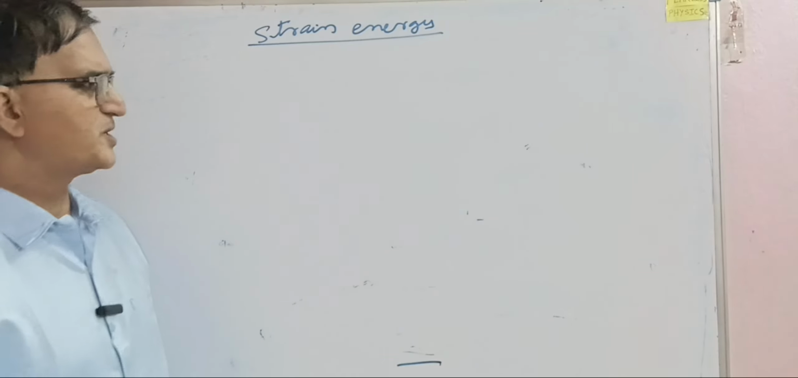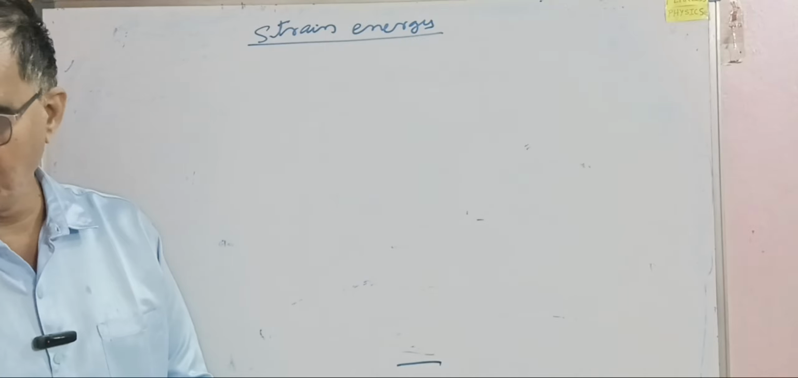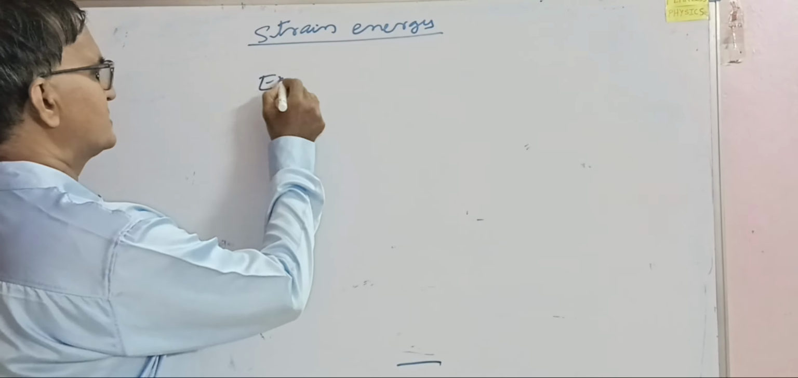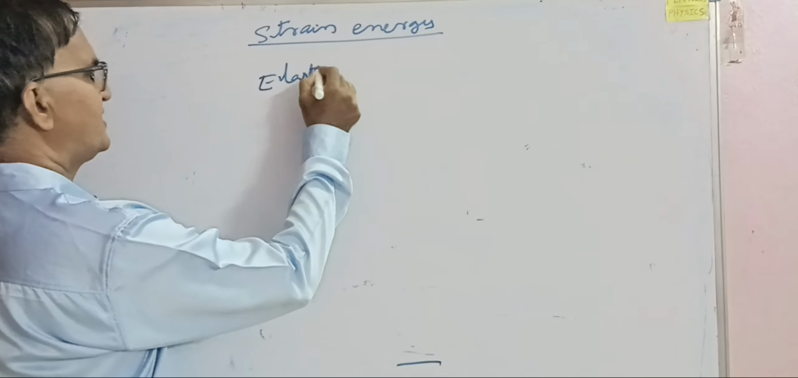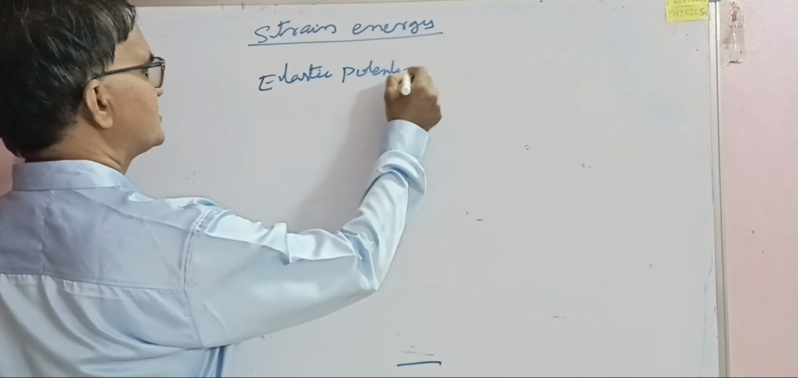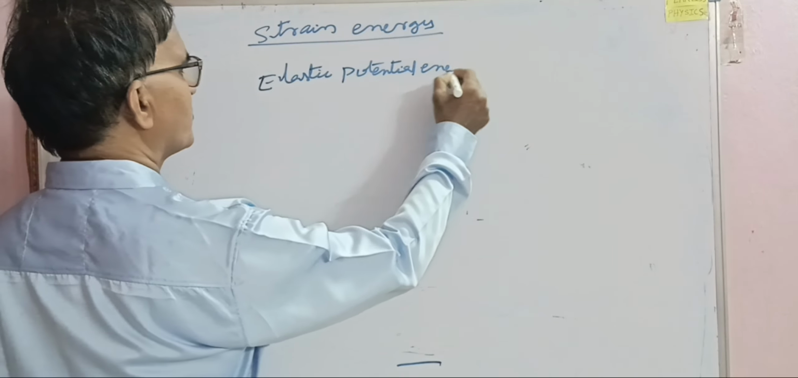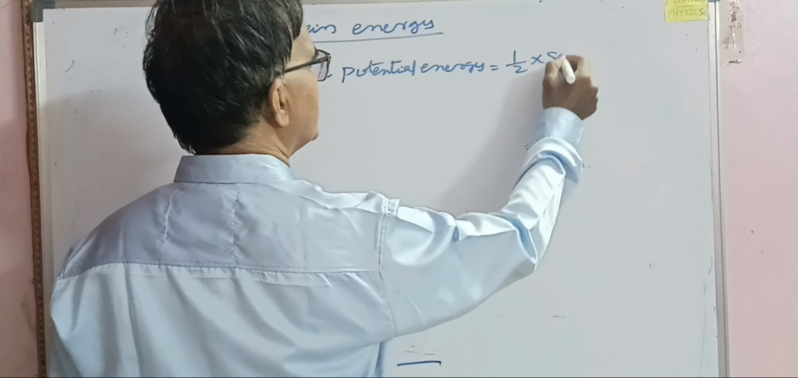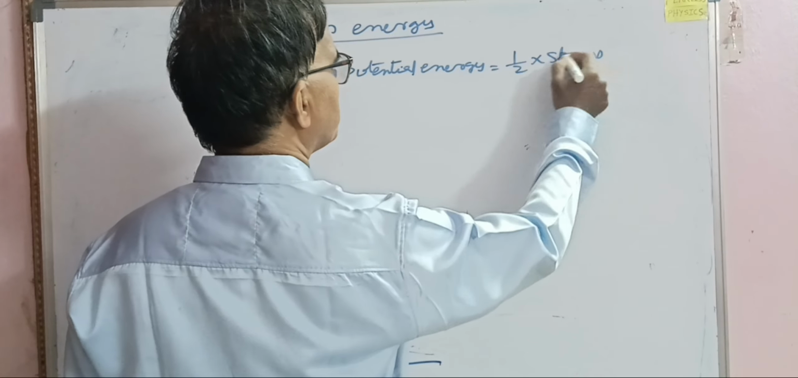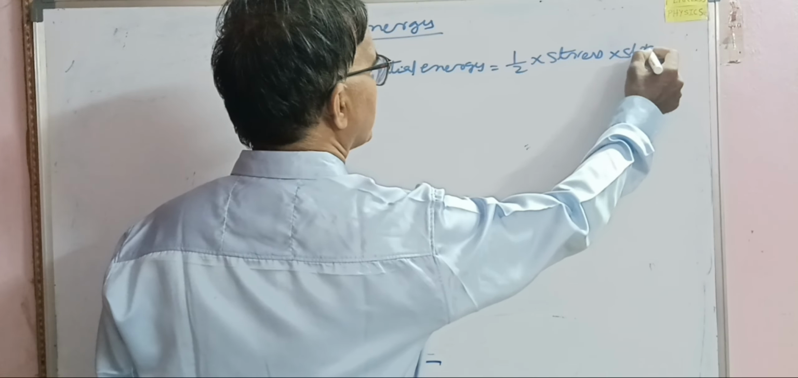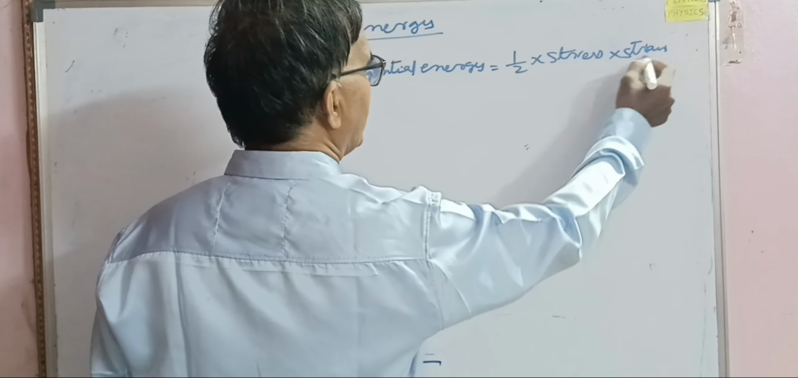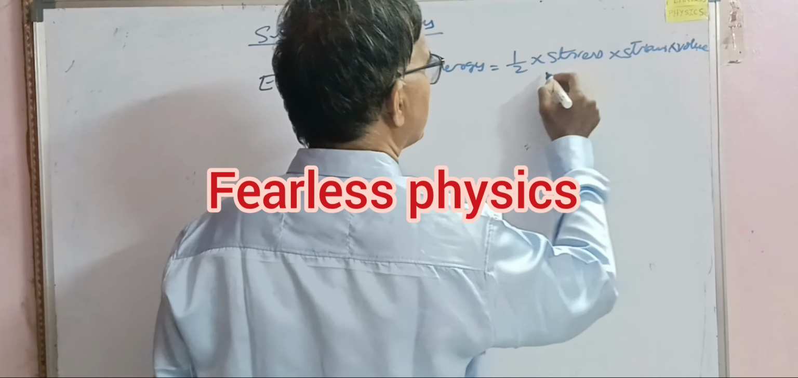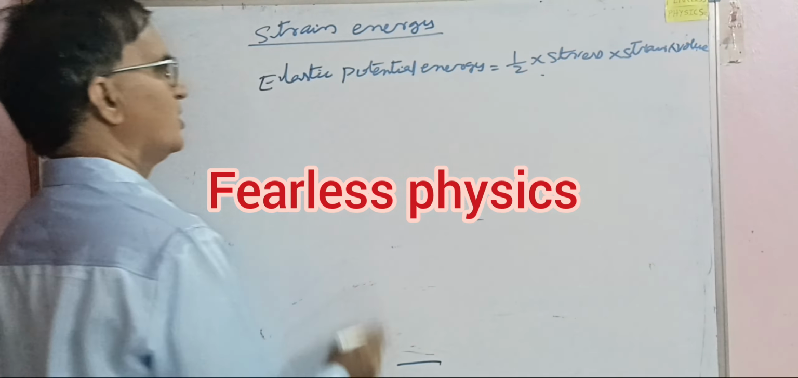Now, the strain energy equation, also called elastic potential energy or strain energy, can be written as half into stress into strain into volume. Half stress into strain into volume.